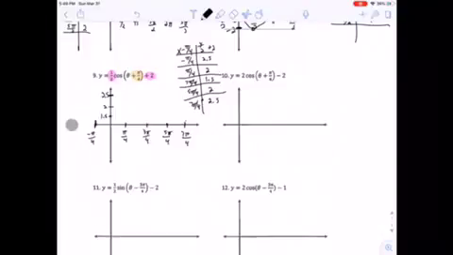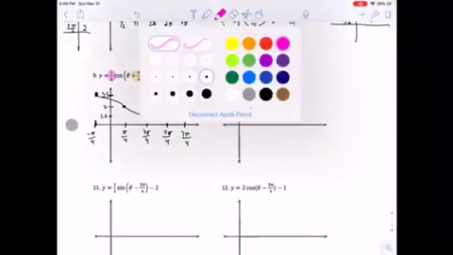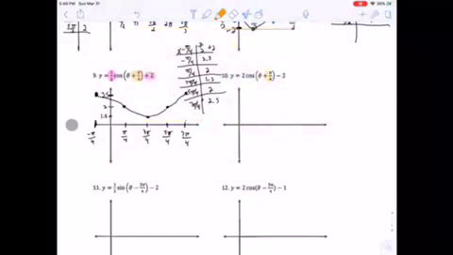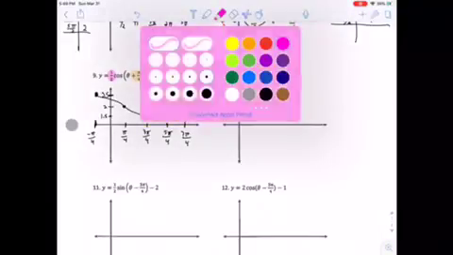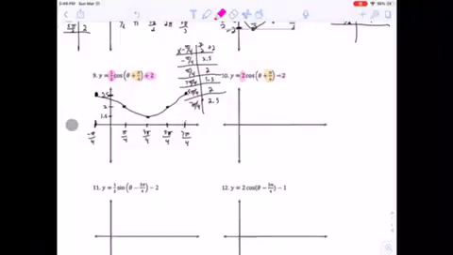So go ahead and graph. Start at the top, to the middle, to the bottom, to the middle, to the top. And we draw our curve. And we're done. Okay? So, same thing here. Analyze. That affects our x's. These affect our y's.